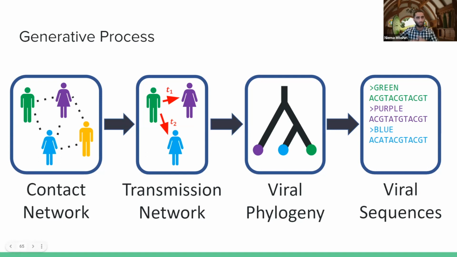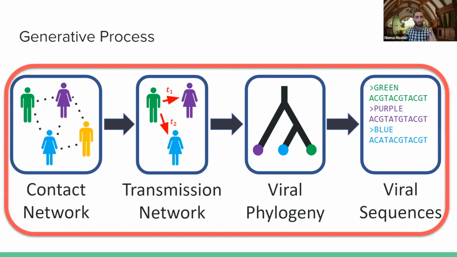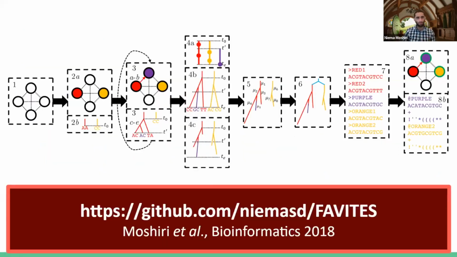If I wanted to generate synthetic data with which I could either benchmark existing tools or explore various hypotheses about interventions, whatever I want to do, let's imagine that I want to generate synthetic simulation-based epidemic data. So for the entire pipeline, we built a framework called Favite that lets you simulate a contact network, a transmission network, a viral phylogeny, viral molecular data, sequencing data, imperfect sampling, all of these real world features that you would want in a very flexible framework.